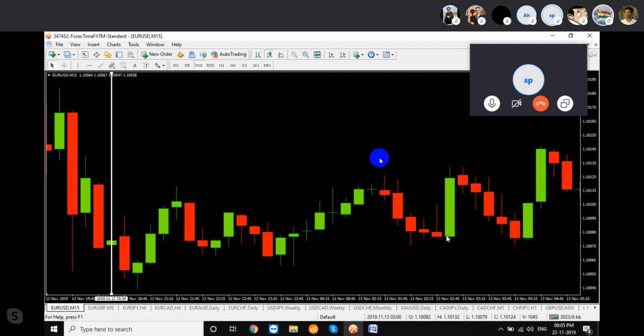Now you can say that it is a support level, it is a resistance level. No, it is not a support. A single candle or two candles cannot justify support and resistance. So many things we have to check. So based on that we will come to it. Okay, Sanju, is it clear? Yes.